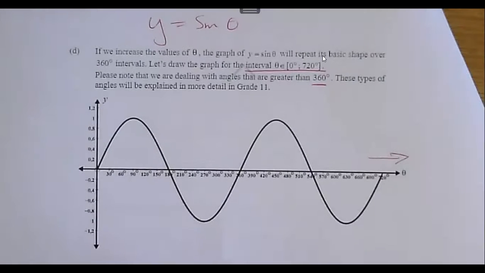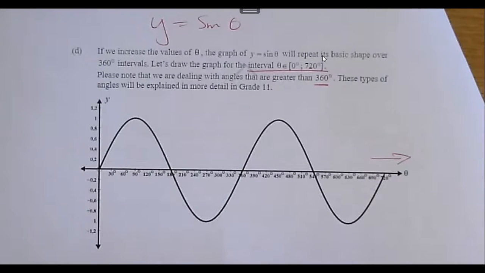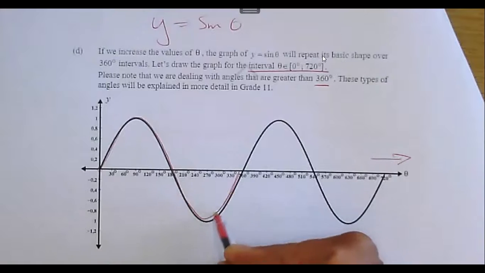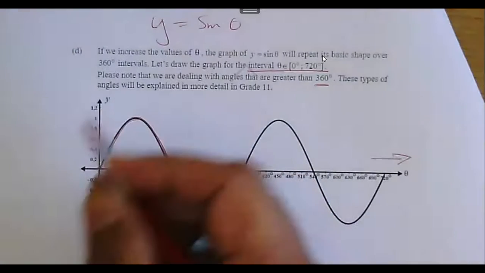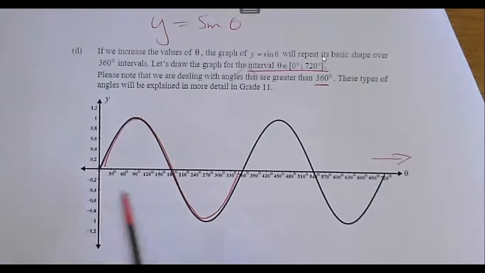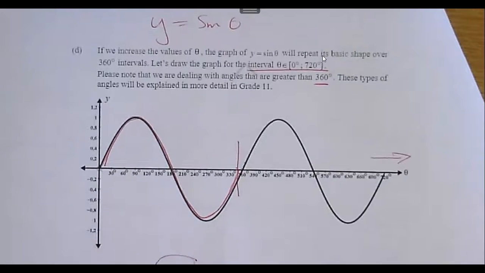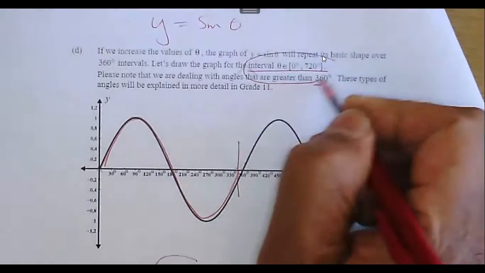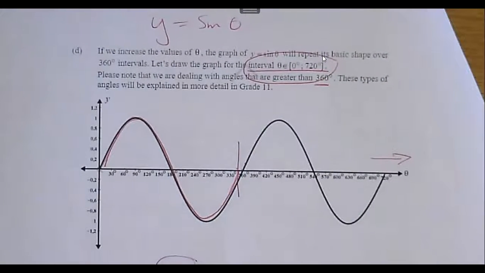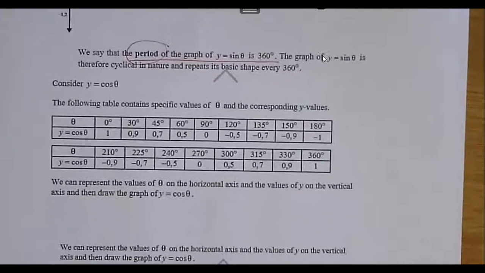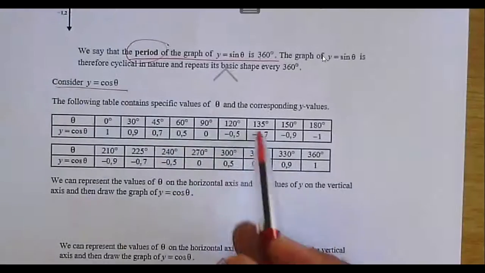Now we say the period of the graph is 360 degrees. Why? Because of this cyclical performance. That is what we call one cycle, up and down. That cycle lies over 360 degrees, and that's why we call it the period. So don't confuse interval with period. There is a difference.